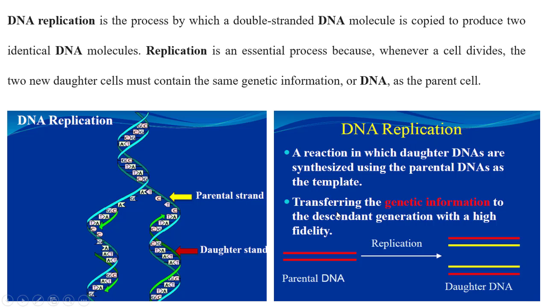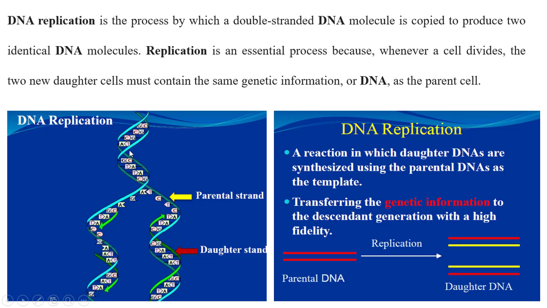In this way, in DNA replication the daughter DNA is synthesized using parental DNA as a template. See, the red color is the parental strand, while the yellow color stands for newly synthesized daughter DNA. The genetic information is transferred to the next generation with high fidelity, that means without any error, without any mutations. The parental DNA is copied to the daughter DNA.